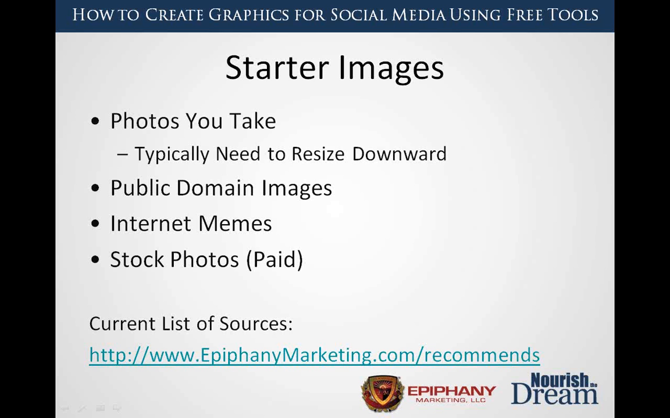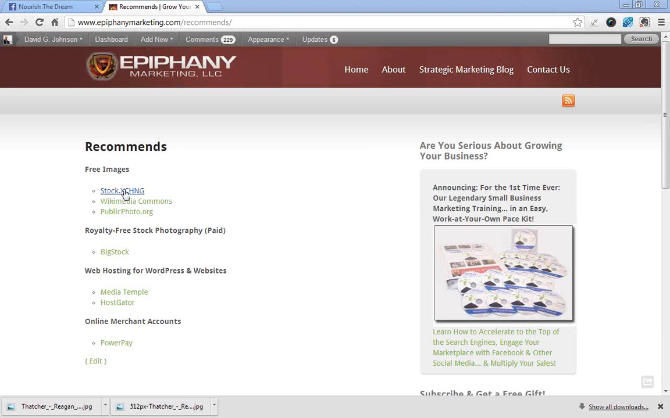epiphanymarketing.com/recommends on your screen. And there we've got a set of websites collected for you that you can use for your stock images. All right. Hopefully you see it. Okay, thank you. So for public domain stuff, I have Stock Exchange, Wikimedia Commons, and publicphoto.org as 3 places for you to find free images. For royalty-free images, I've got a link here out to Big Stock, and we've got some other recommendations here for other purposes.